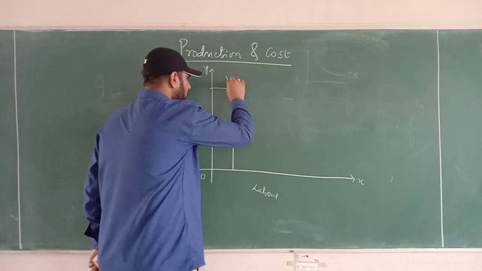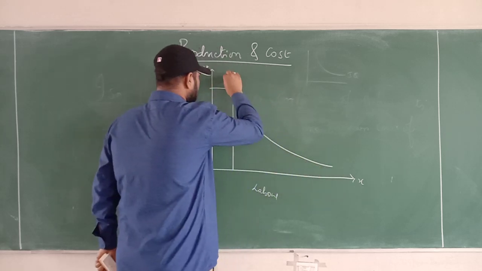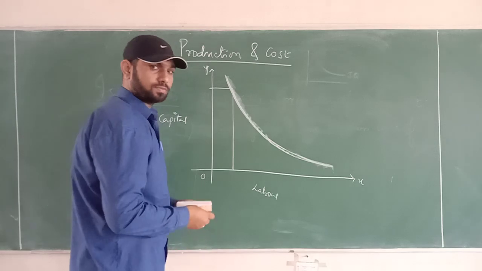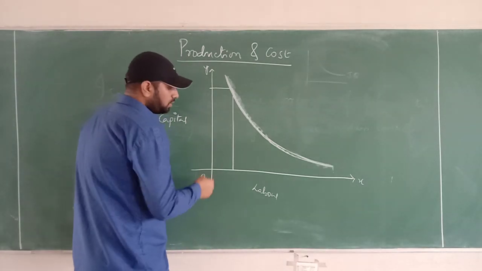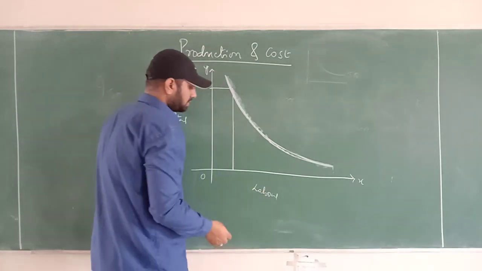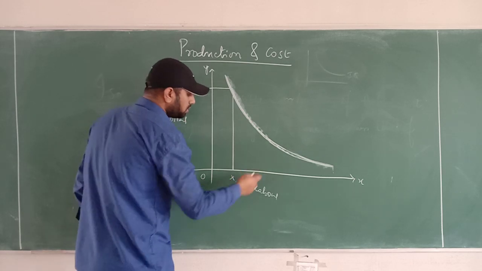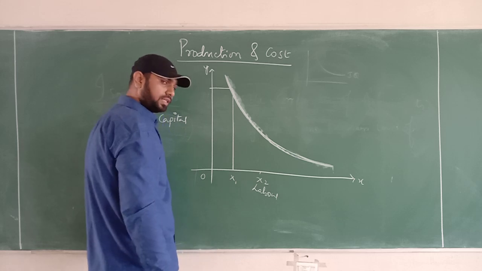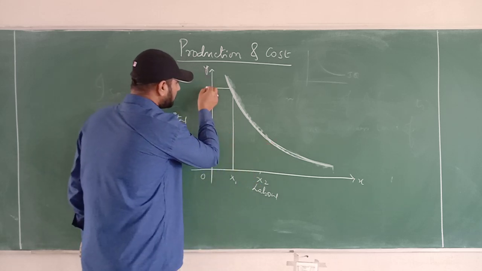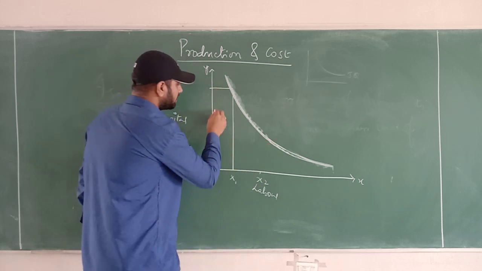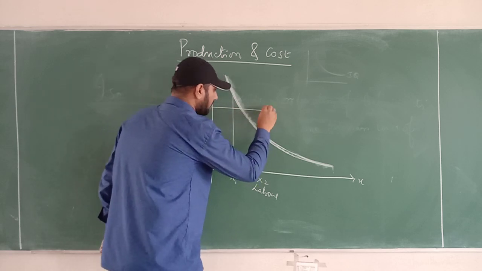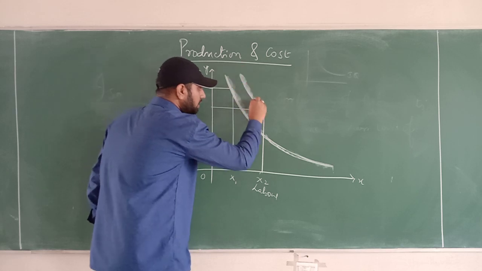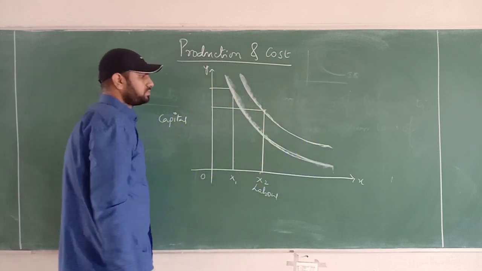Then this will be the quantity of output if you take the first level. If you want to increase the labor from this x1 to x2 level, that is possible. He can increase it, but he has to decrease some units of capital. Then the capital level will get decreased, and the quantity of output will be like this.